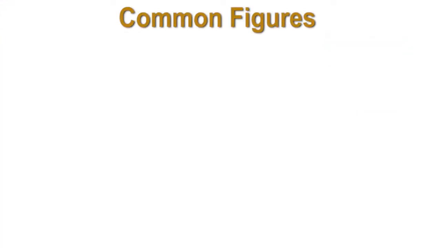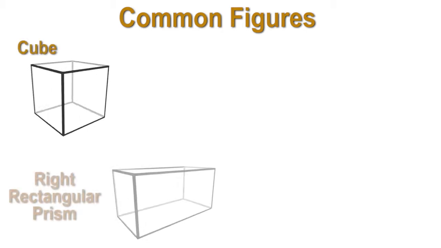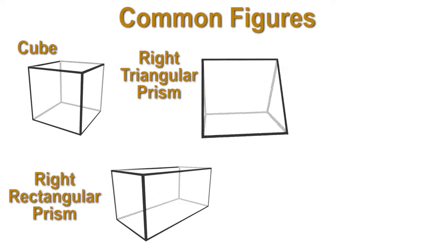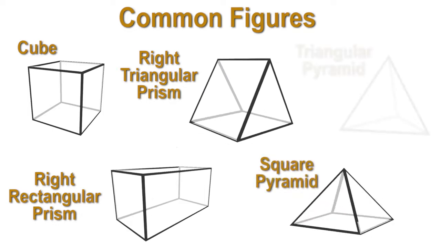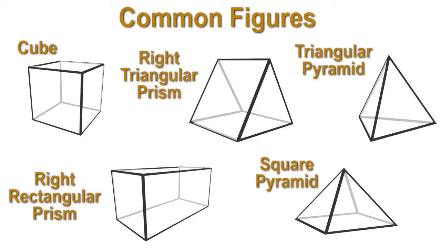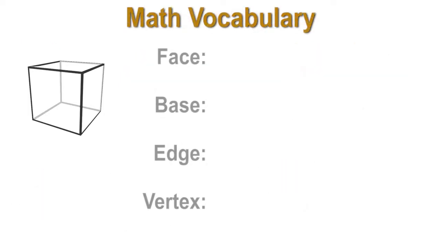Here are some common three-dimensional figures that students will encounter in this lesson: cube, right rectangular prism, right triangular prism, square pyramid, and triangular pyramid. We can describe the attributes of these three-dimensional figures by describing the number of faces, edges, and vertices they have. Let's go over the vocabulary for each.